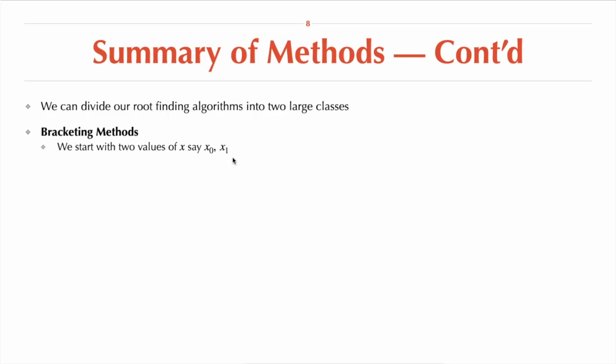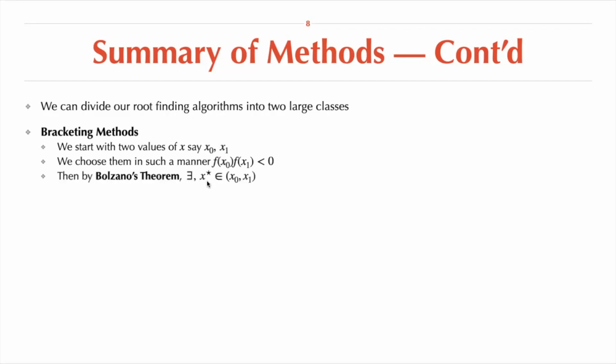Okay, so then we choose these values in such a manner that f(x0) times f(x1) is less than 0. The multiplication of these two function values is less than 0. Then, by Bolzano's theorem, there exists x star in this open interval, or in other words, there will exist at least one root between x0 and x1. One example is the bisection method, as we will see next.